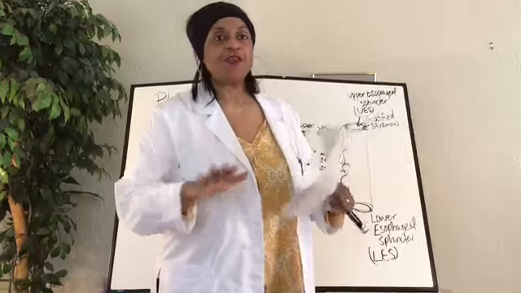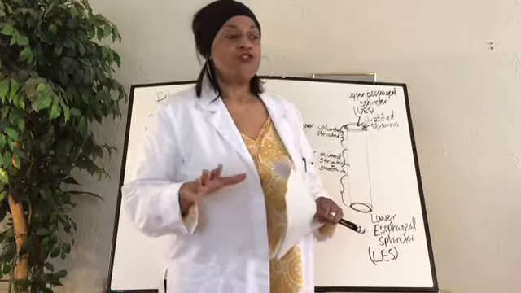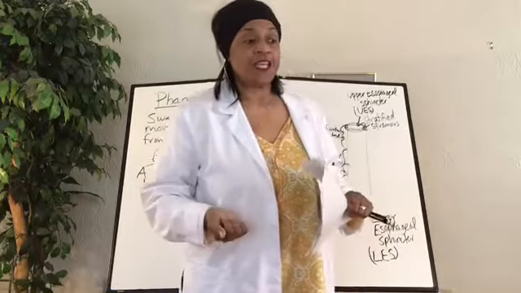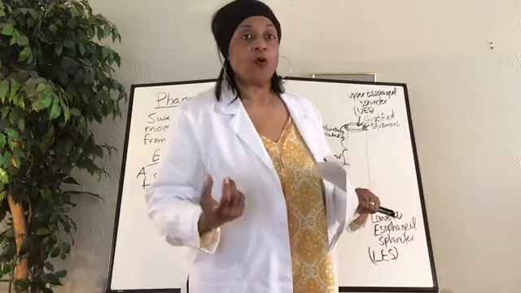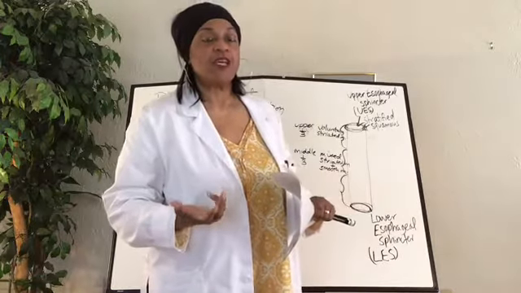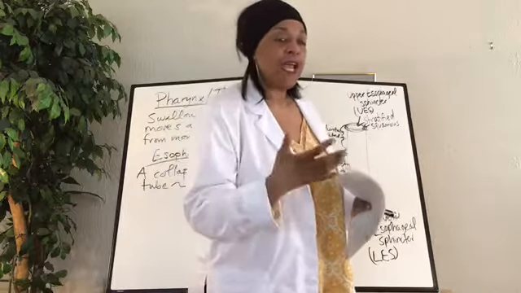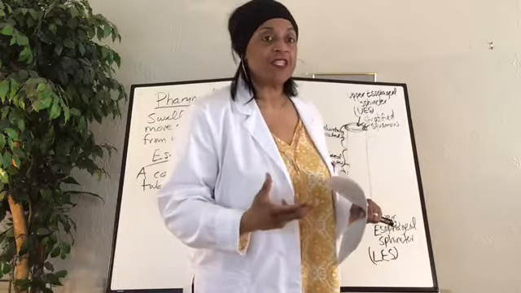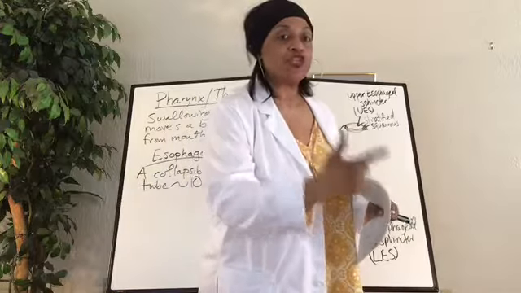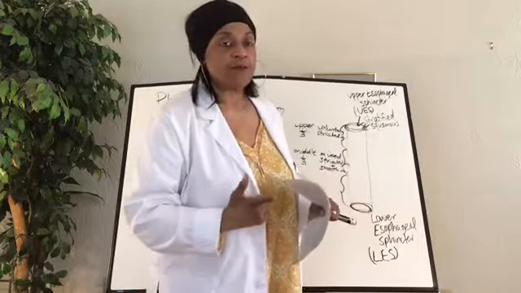Correct. Smooth muscle is involuntary. So no matter what you're thinking, it's not going to control that smooth muscle. It's going to do what it's going to do. It's involuntary. But the striated muscle, the skeletal muscle, is voluntary. So your thinking can control that striated muscle.